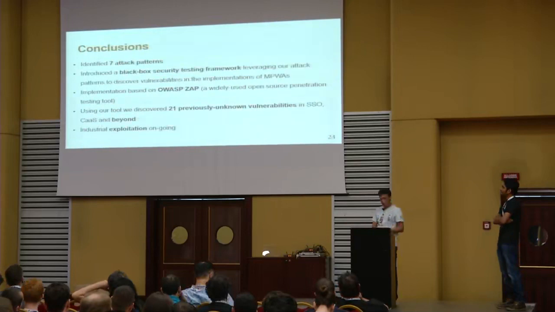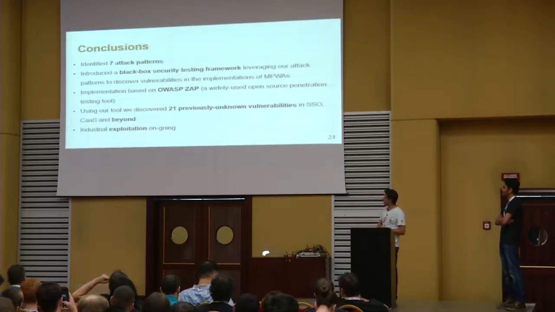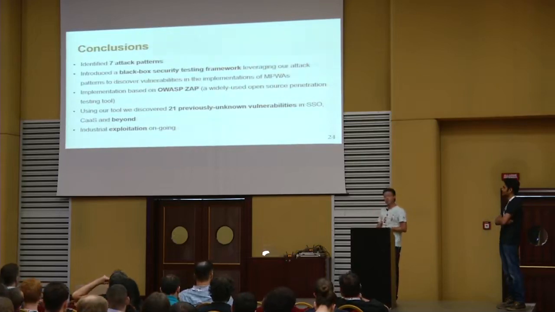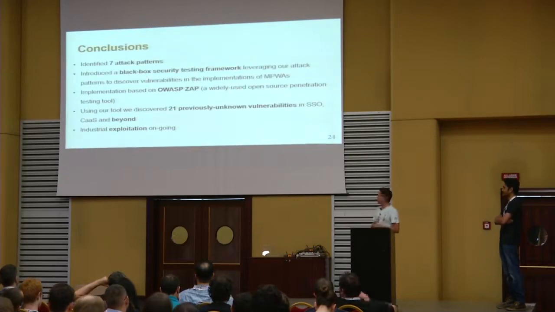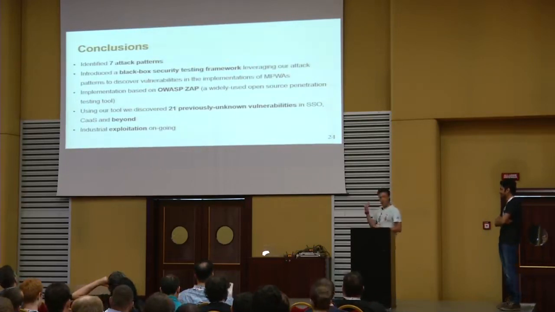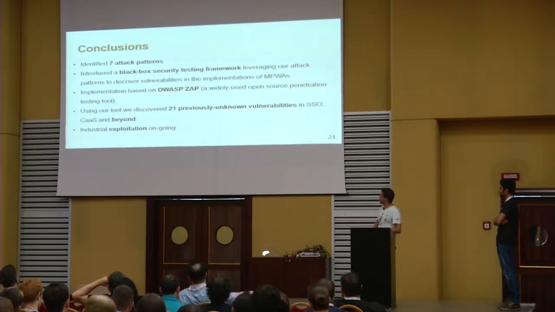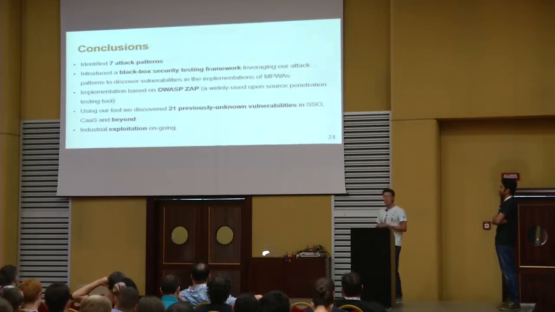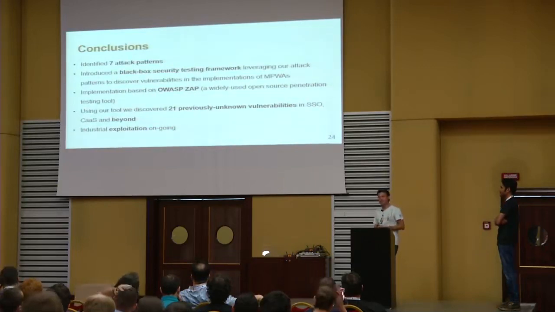In conclusion, we have identified 7 attack patterns. We have a prototype for black box security testing of this logical flow. Oh, we still have 10 minutes. Okay, then we have a lot of time for questions. It's based on OWASP, and we were able to discover quite a number of new unknown vulnerabilities. If you are interested in the technical details, read the paper or reach out to us. We are here for the entire conference, so it will be a pleasure to talk with you. Industrial exploitation is ongoing. Thanks a lot.